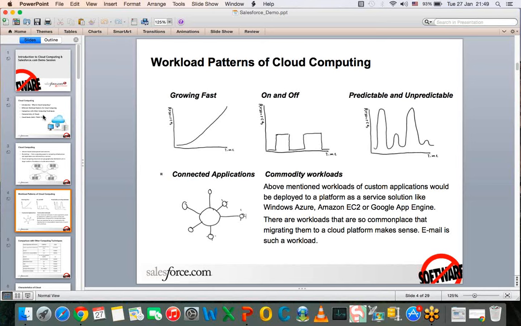And commodity workloads, unlike the above mentioned workloads we have seen so far, are ones which can be directly deployed using some solutions. It can be Amazon or Windows Azure or Google App Engine. There are some workloads which can be migrated through the cloud platform, that is email. Email is such a kind of workload which is used throughout the year, and you never know when you want it, right? So that is another kind of workload.